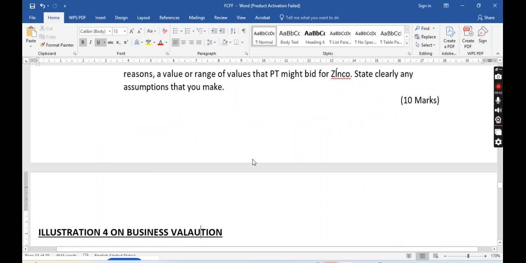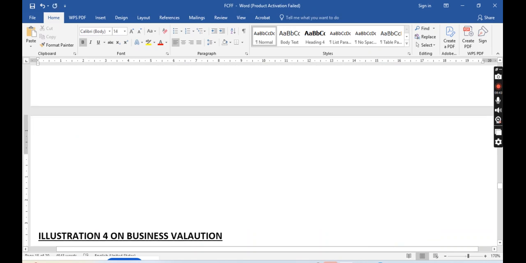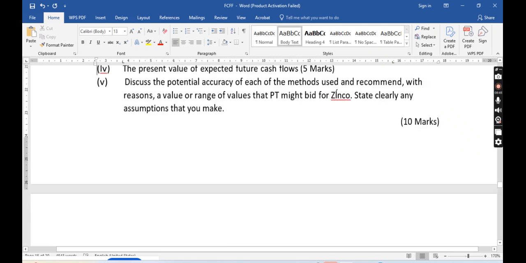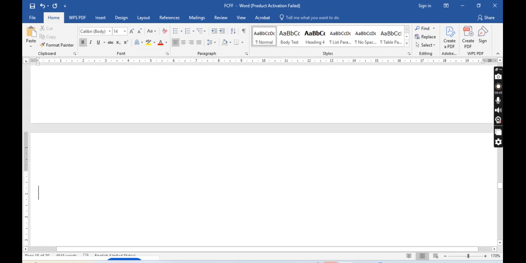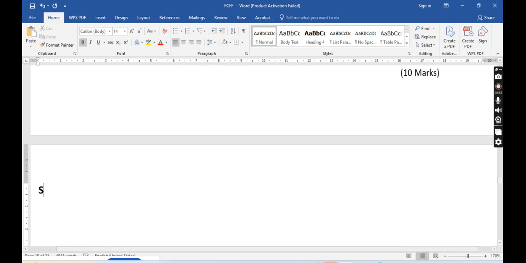So please pay attention. This part is very important. Valuation of a business is very important. You check past questions, you see valuation, valuation, valuation. So that is why it's very important, please. So, suggested solution.